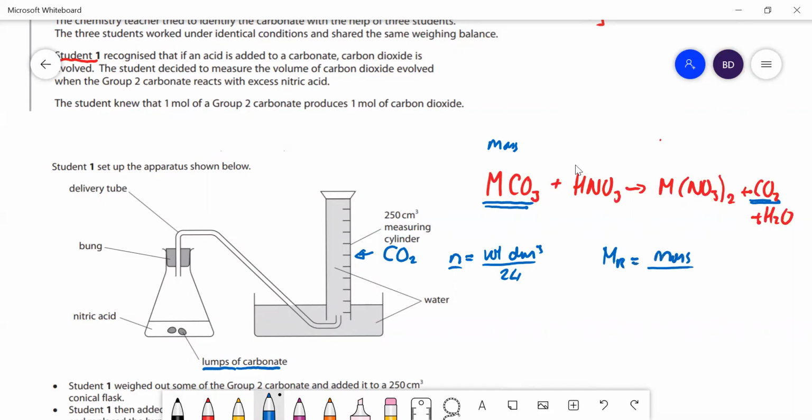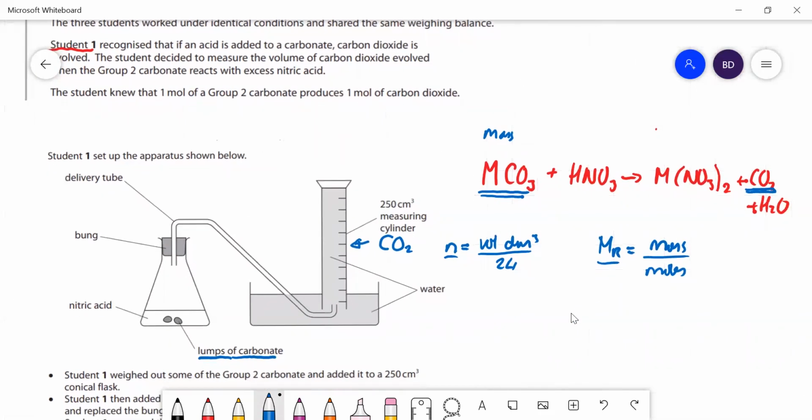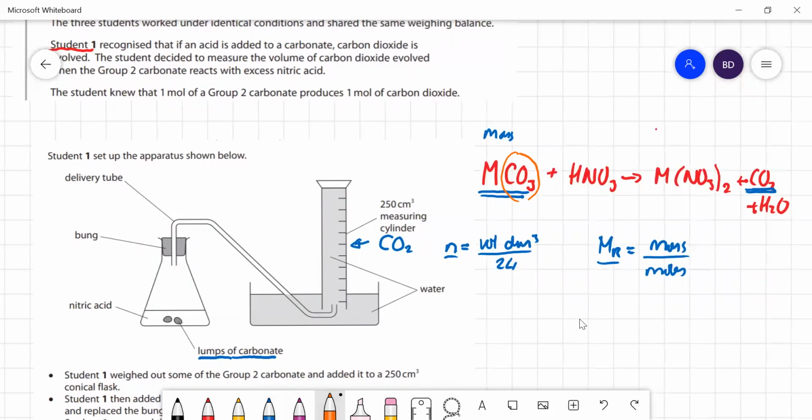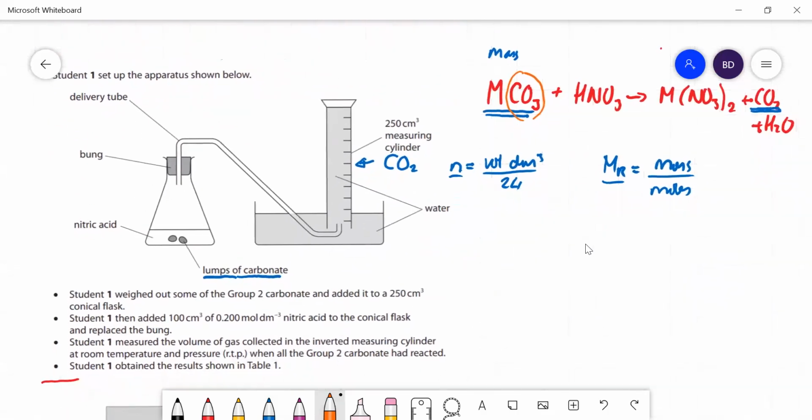the mass of the carbonate divided by the moles of the carbonate, which you find from the moles of CO2. Find out the Mr. We know the carbonate part weighs 60, so we subtract 60 to get the atomic mass of M. Once we know the atomic mass of M, we can work out the identity of M. That's what they're going to do. So let's go through it. You can read the question at your leisure.